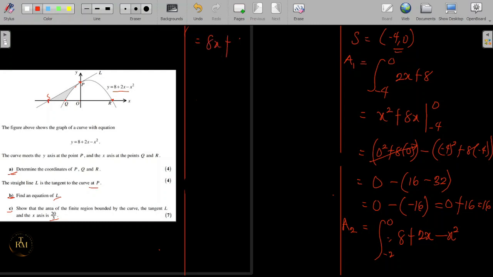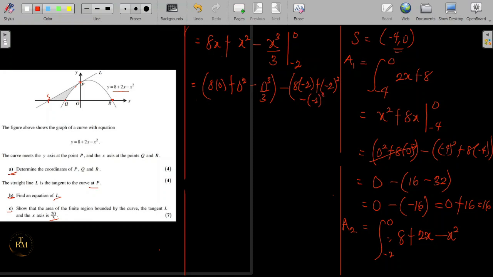we're going to be having 8x plus x squared minus x cubed over 3 from minus 2 to 0. So if I impute the values, I'm going to be having the first one: 8 times 0 plus 0 squared minus 0 cubed over 3. Then minus, imputing minus 2, so we have 8 times minus 2 plus minus 2 squared minus minus 2 cubed over 3. So this one becomes automatically 0.